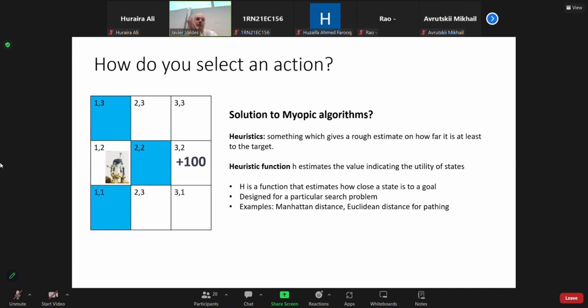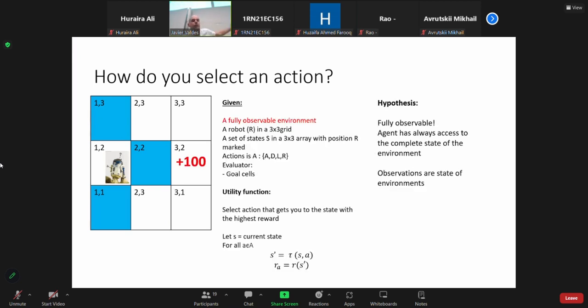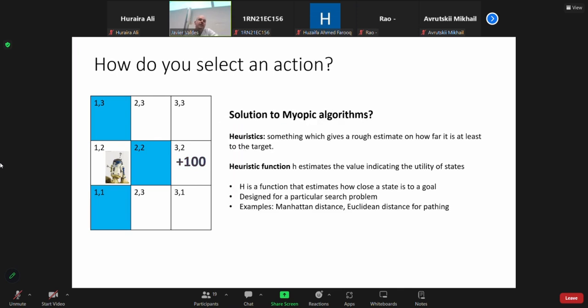Now, the important thing, and you don't have to forget it, is that you still have a fully observable environment. You still can see where everything is happening. The heuristic function, we can call it h, estimates the value indicating the utility of the different states that we are going to take. As we have seen before, it can be denoted by h. We didn't use it before, but it was expressed, and it estimates how close a state is to the goal.